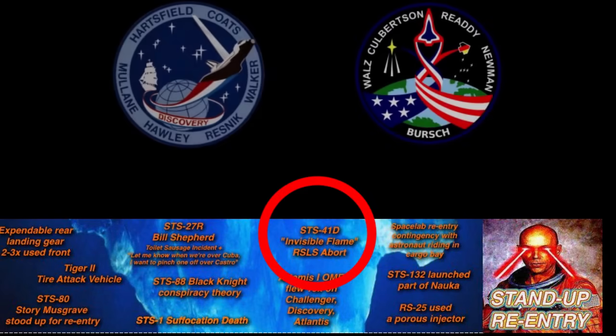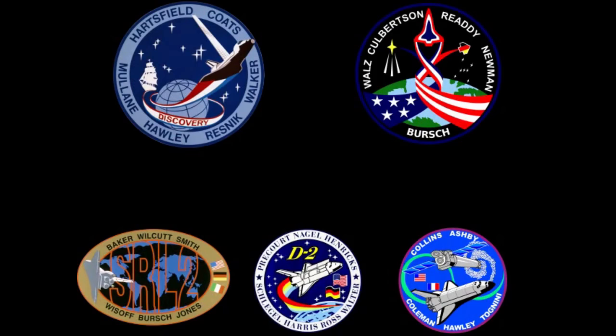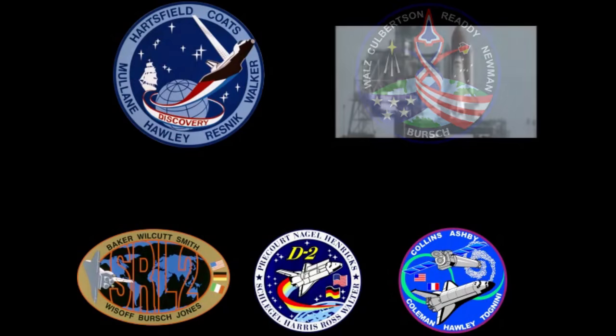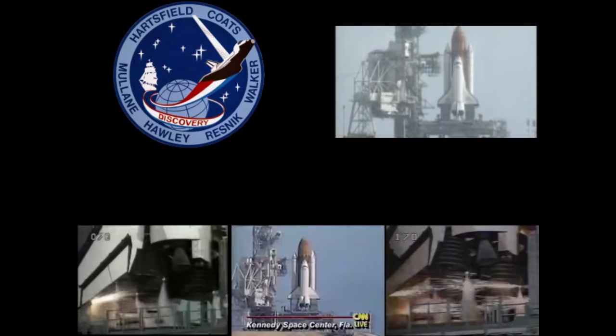Over the course of the program, the shuttle had 5 different RSLS or redundant set launch sequencer aborts. These are performed automatically by the flight computers and occur when, after main engine start, any kind of dangerous anomaly is detected.